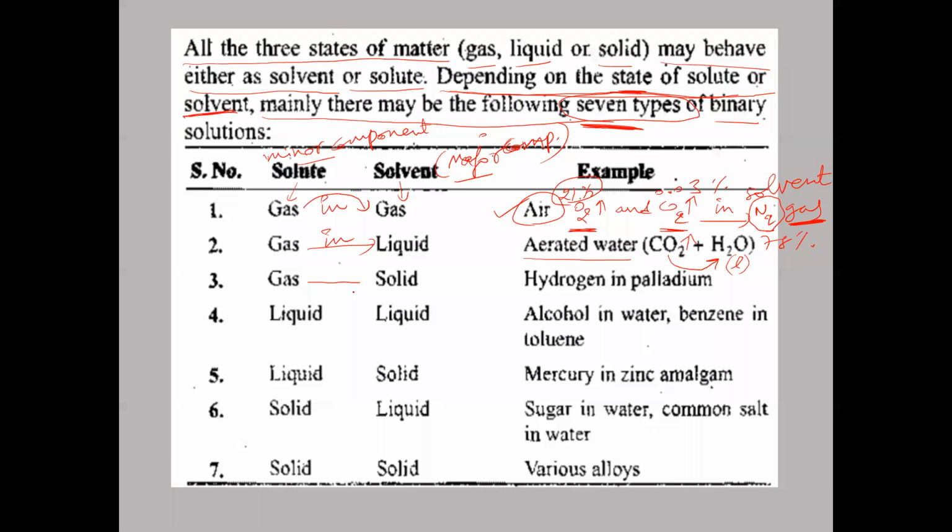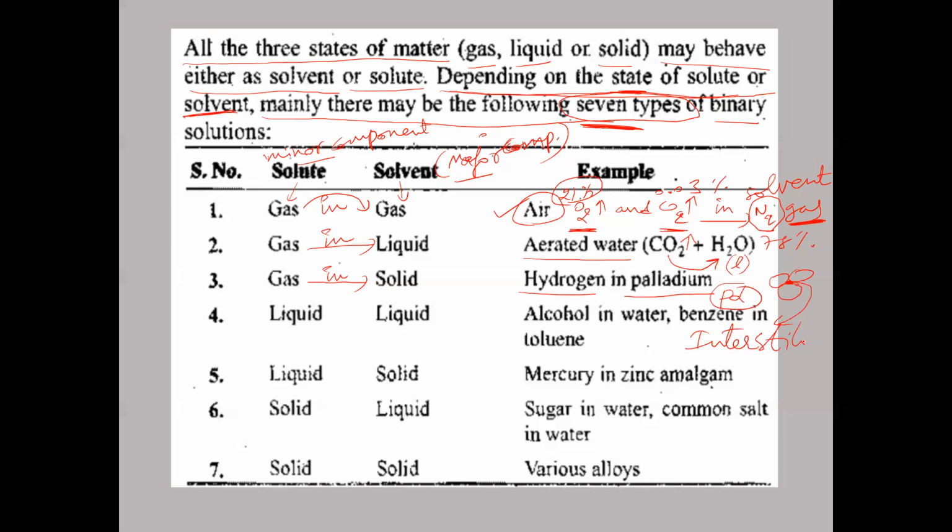And gas in solid type of solution, gas in solid. Example: hydrogen gas in palladium metal. Palladium means Pd. In palladium metal, there will be palladium atoms like this. Palladium atoms are closely packed in the metals. In the metals, the metal atoms are closely packed. But between these spheres, what will be there? Some gaps will be there. These gaps are called interstitial gaps.